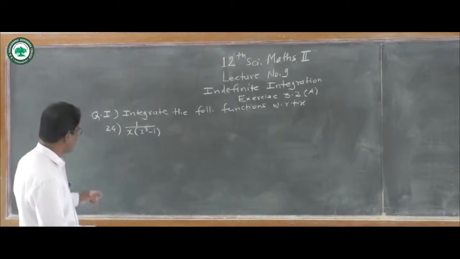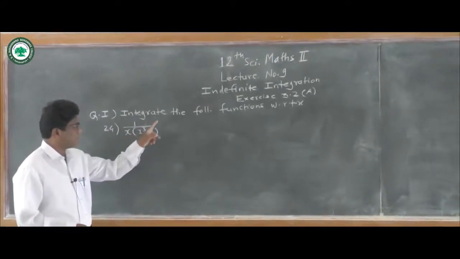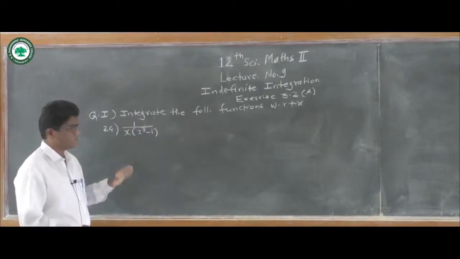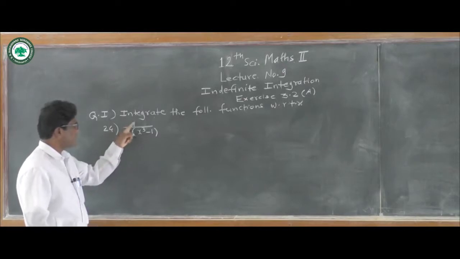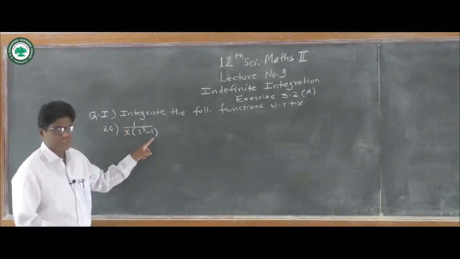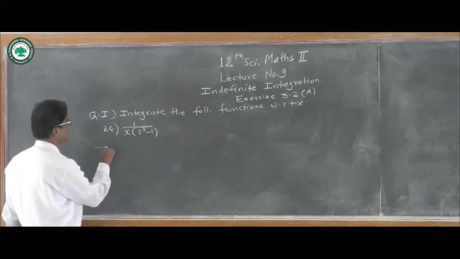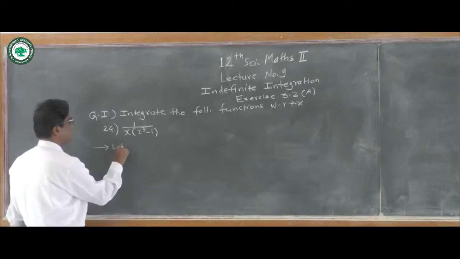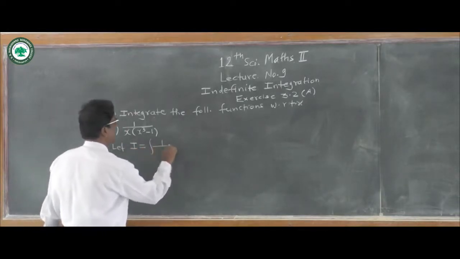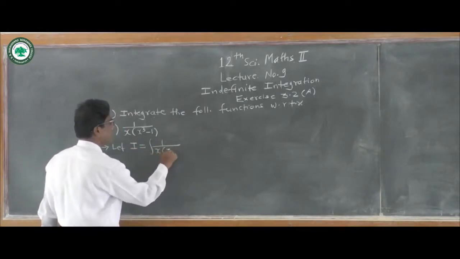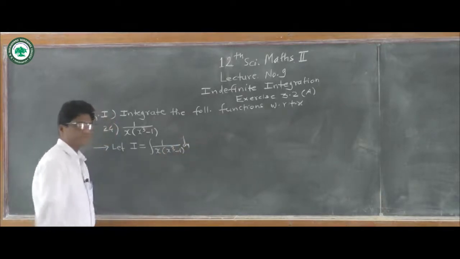Now let us see here 24th example. Integrate the following functions with respect to x. Question is common, and 24th problem is 1 upon x into x cube minus 1. So firstly call this as I. Let I is equal to integration of 1 upon x into x cube minus 1 dx.